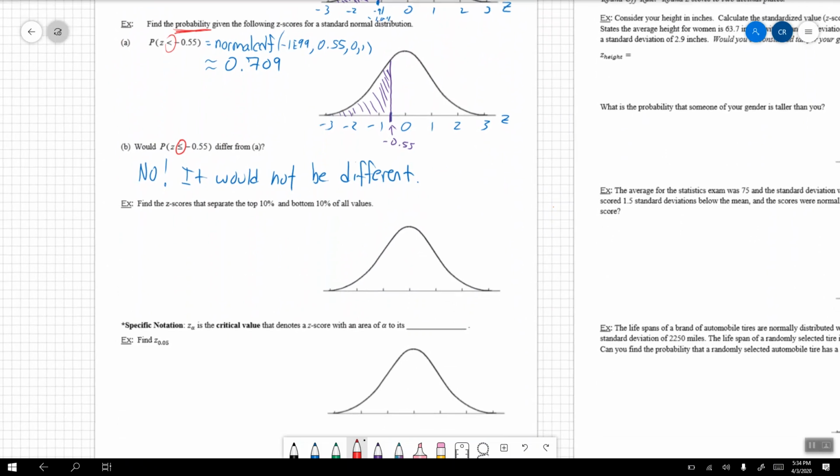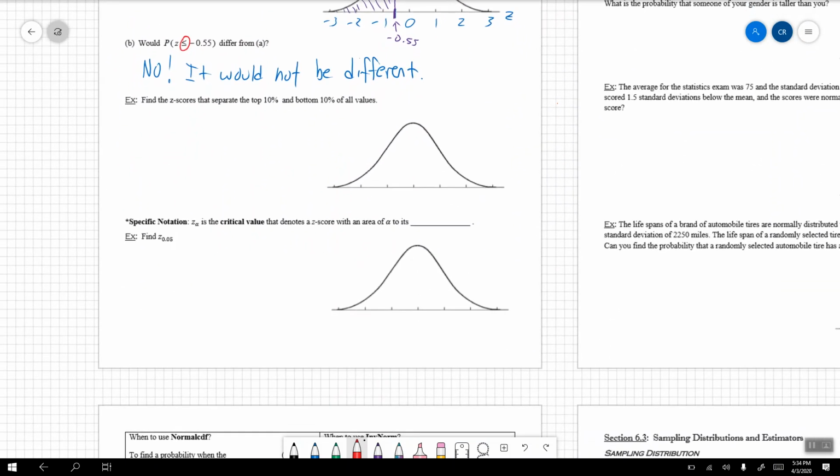All right. So, in this example, we want to find the z-scores that separate the top 10% and the bottom 10% of all values. So we're going to assume here that we're working with a standard normal distribution. Standard normal distribution gets us a mean of 0, standard deviation of 1. Now I want to separate my top 10 from my bottom 10 values. So I need to find out, and again, this is just a rough estimate. I don't know if this is correct or not. We'll adjust if it's not.